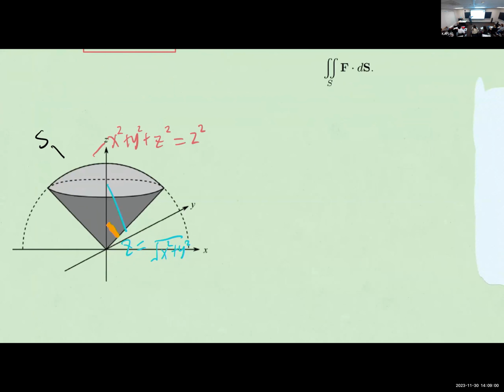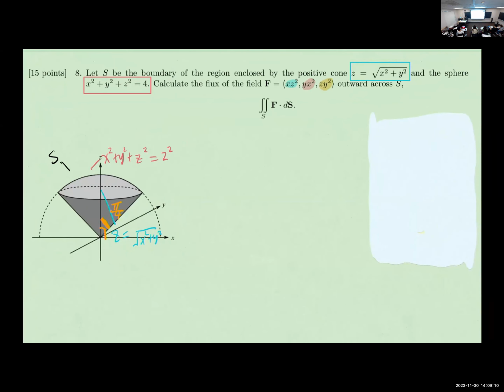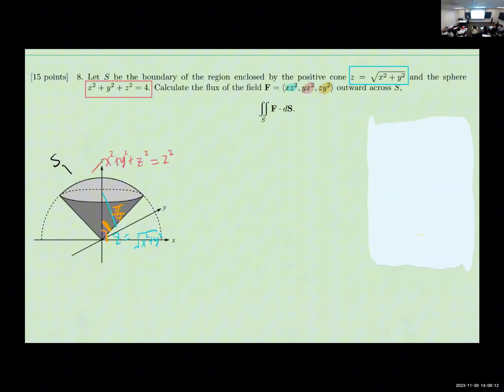Maybe it'll be useful for the quiz. So this is 45 degrees, in other words, pi over 4, right? Because the entire angle is pi over 2, so half of that is pi over 4. All right, that'll help us determine the bound for phi later on.